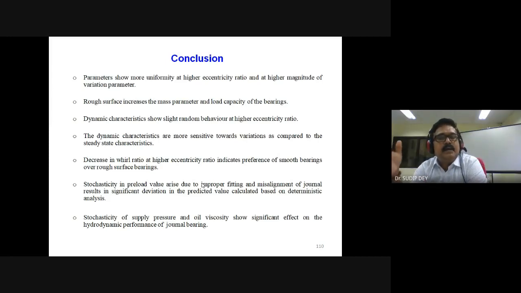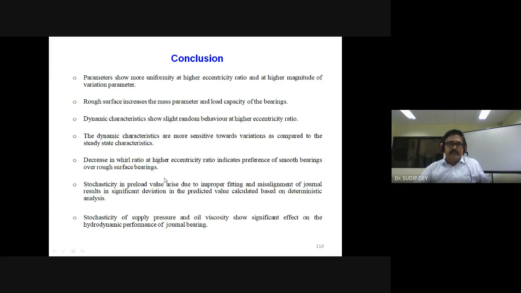We have seen the parameters show more uniformity at higher eccentricity and at higher magnitude variation, and rough surface increases the mass parameter and load bearing capacities. The dynamic characteristics show slightly random behavior at higher eccentricity ratio, and dynamic characteristics are more sensitive towards variation as compared to the steady state characteristics, because generally when variation is considered in the input parameters, it is always expected that it is going to give more influence, more variation, in the output quantity of interest.